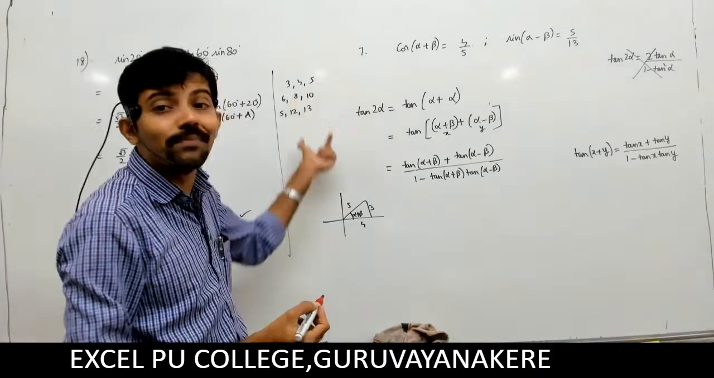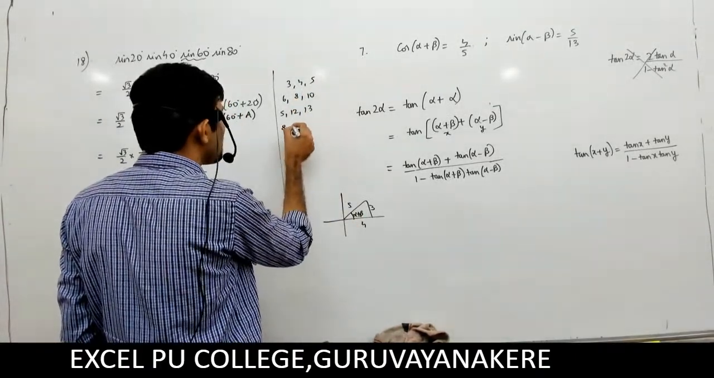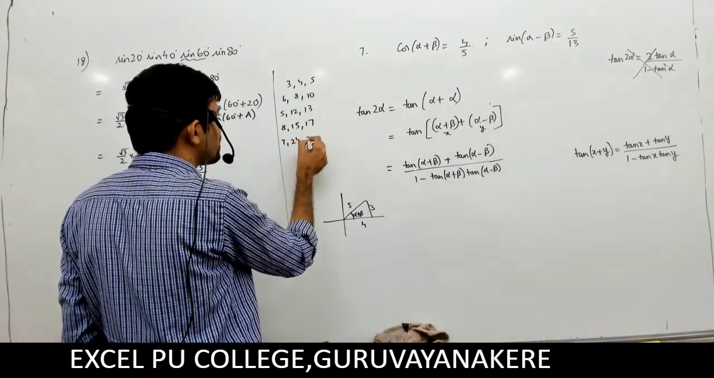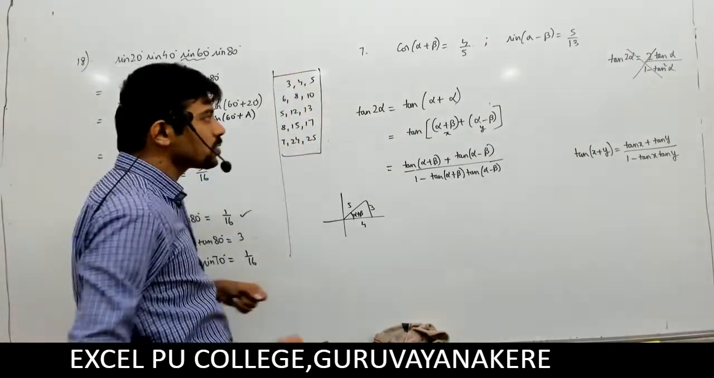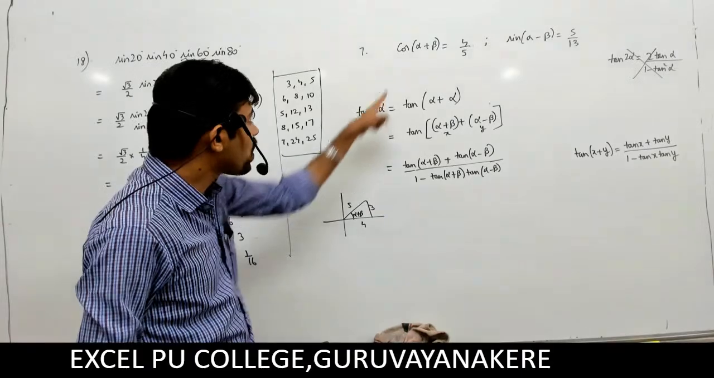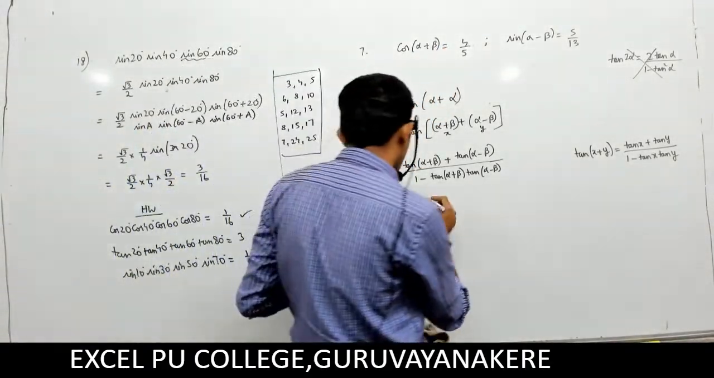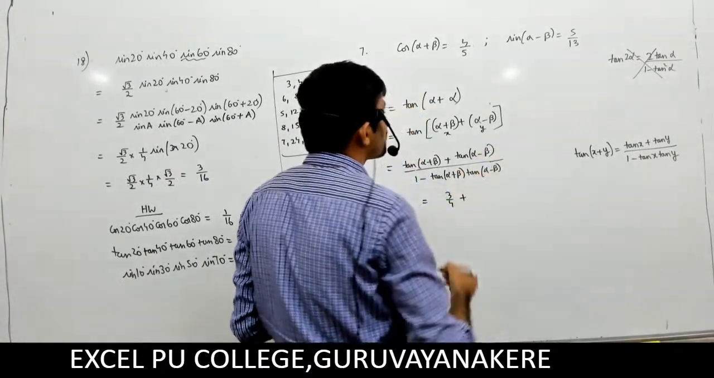These are the familiar Pythagorean triplets I'm writing. 5, 12, 13, 8, 15, 17, correct? 7, 24, 25. These are the familiar Pythagorean triplets. Remember this, okay? To work out the problems. So, if cos is 4 by 5, tan is 3 by 4. Tan of alpha plus beta is 3 by 4.